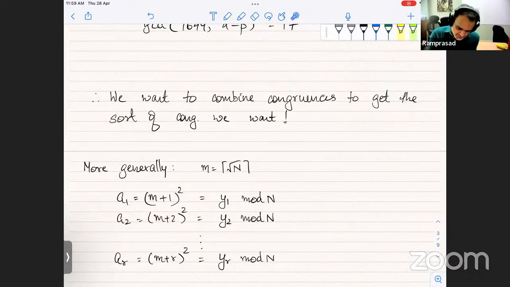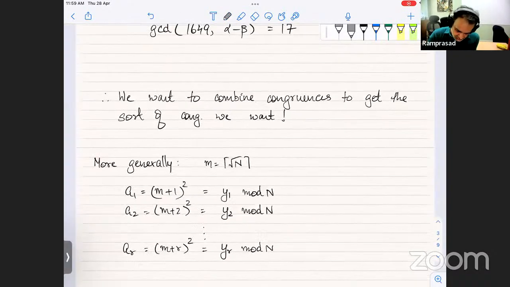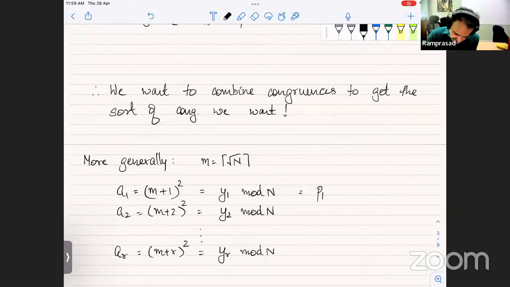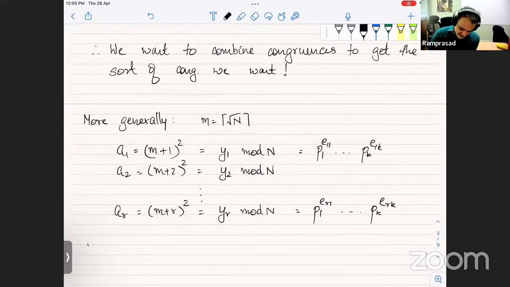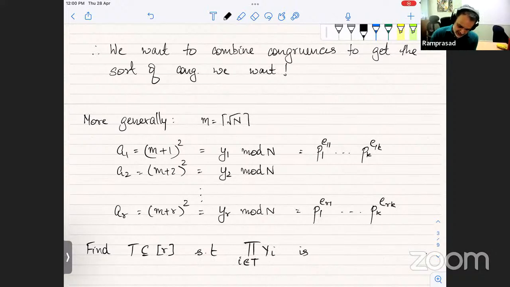And what you do is you try to factorize y1, y2, till yr. So that is, let's say y1 looks like p1 to the e11 till pk to the e1k, and y2 looks like p1 to the e21 all the way till pk to the e2k. That's the factorization of just y1. y1 is equal to this factorization, y2 is equal to this, and yr is equal to this. Okay, and now what we are going to do is find a suitable subset of these r numbers, such that the product of yi, where i comes from the subset T, is a square.